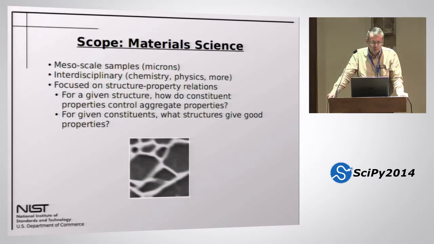It is an axiom of material science that structure controls properties. And structure property relations are how you quantify and describe those. And the kind of basic questions we're interested in are the forward problem of material science, which is given a structure and some constituent properties, how does that control the aggregate properties of the system? And then the sort of inverse problem of material science, or the materials design problem, which is for some given constituents, what's the right structure to give good properties?